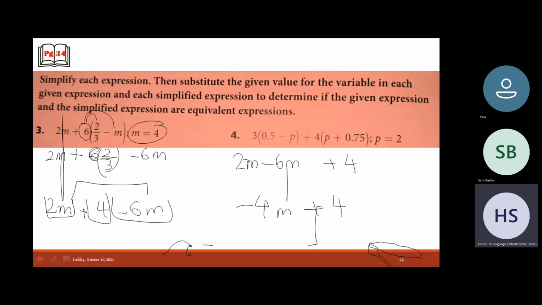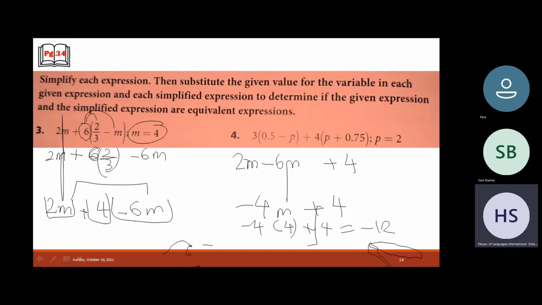What do I mean by replace or by substitute? I just search, where is m? This is m. I will remove m and put 4 in it. So this is 4 times 4. Then I will multiply. Negative 4 times 4, negative 16 plus 4, negative 12.